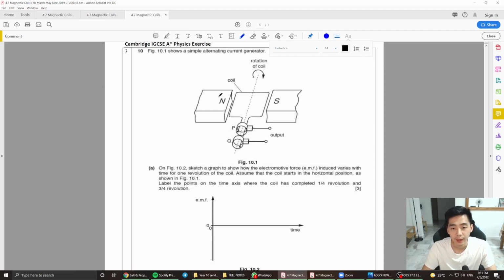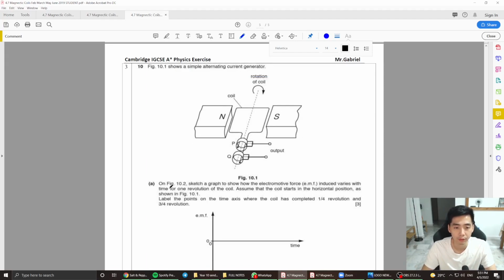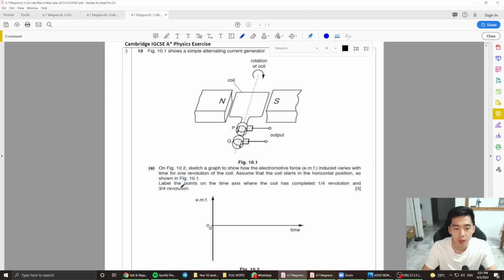Alright. Then the final question here, figure 10.1 shows a simple alternating current generator. On figure 10.2, sketch a graph to show how the electromotive force induced varies with the time for one revolution of the coil. Assume that the coil starts at the horizontal position as shown here. Label the points on the time axis where the coil has completed a quarter of the revolution and 3/4 of the revolution here.